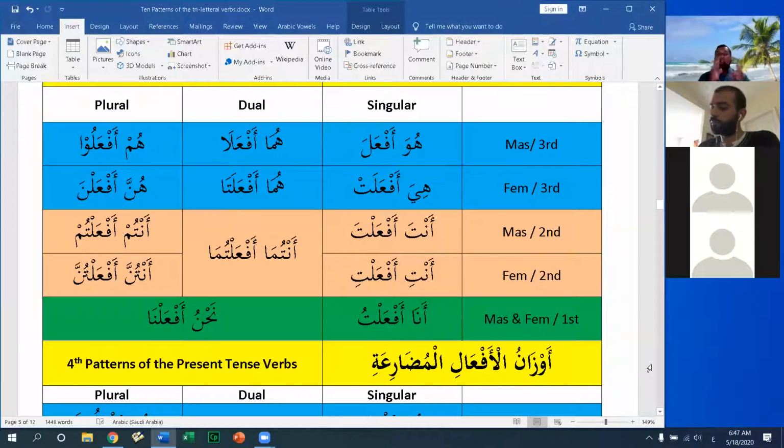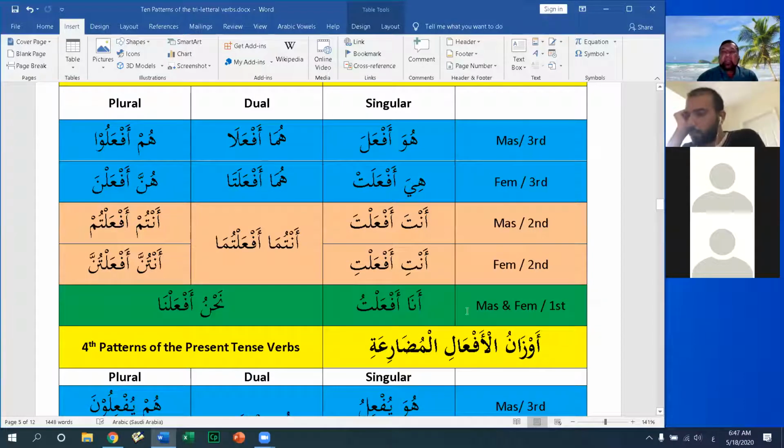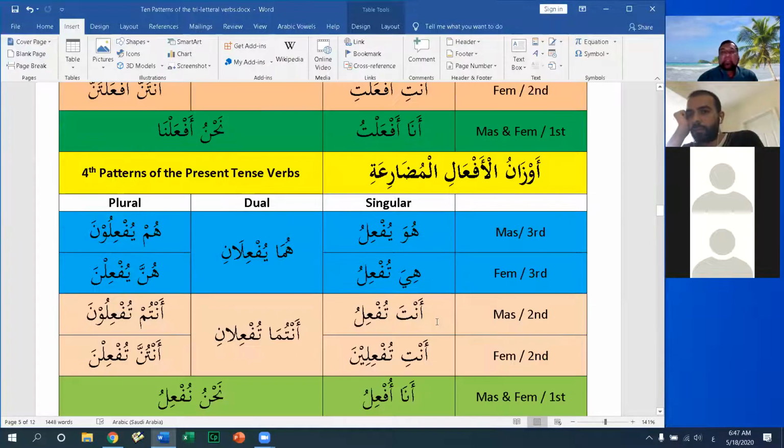But we must make the ra a little rounder. For example, هو أخرج. But anyway, that's fine. Let's go to the present tense.